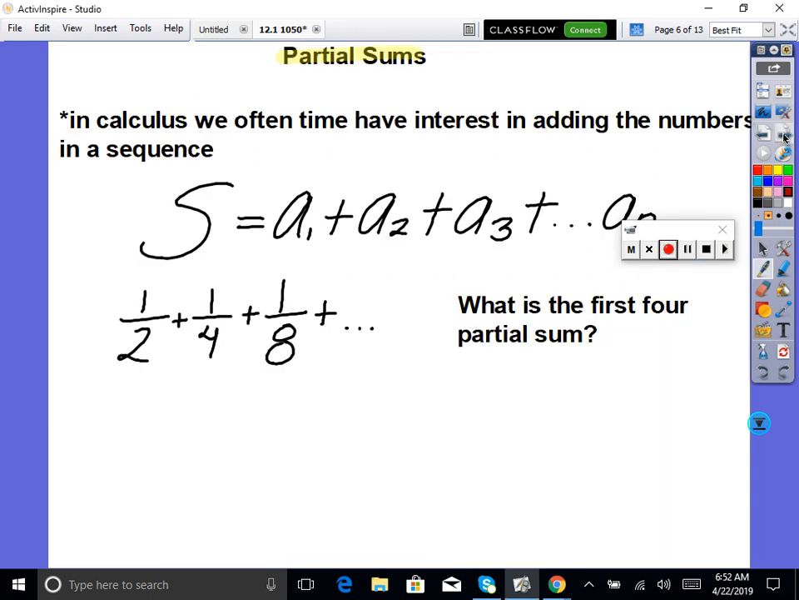All right. We are now to what's called a partial sum. So it says, in calculus, we oftentimes have interest in adding up the numbers in a sequence. We're not learning any calculus today. We're just literally learning how to add a sequence, which is not hard. It's just in the future, if you do take calculus, there's a lot of times when we actually do want to add things up. That's actually called a series.